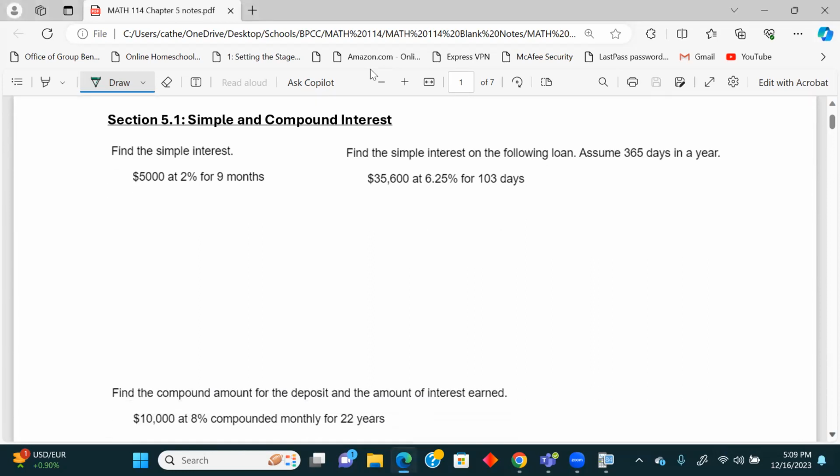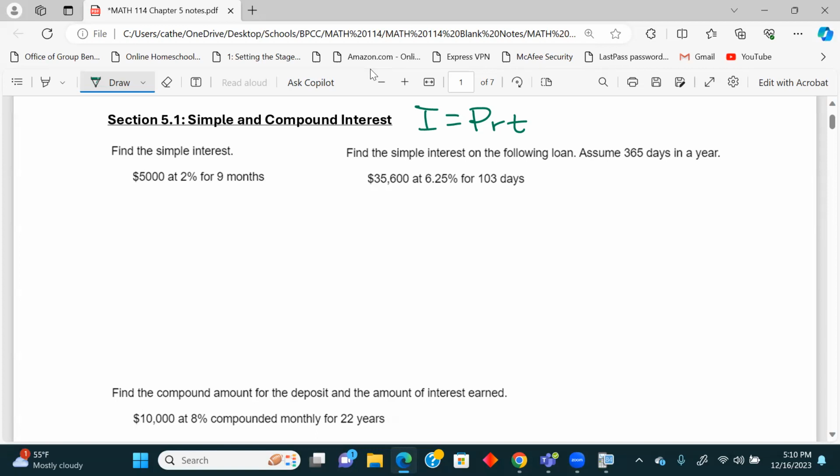Chapter 5 is about finance. So simple interest, the formula for simple interest is I equals P R T. So you may want to make some notes about this. The I represents the interest that is being earned. P is the principal. That could be the amount that's being invested, or it can be a loan amount. That is P.